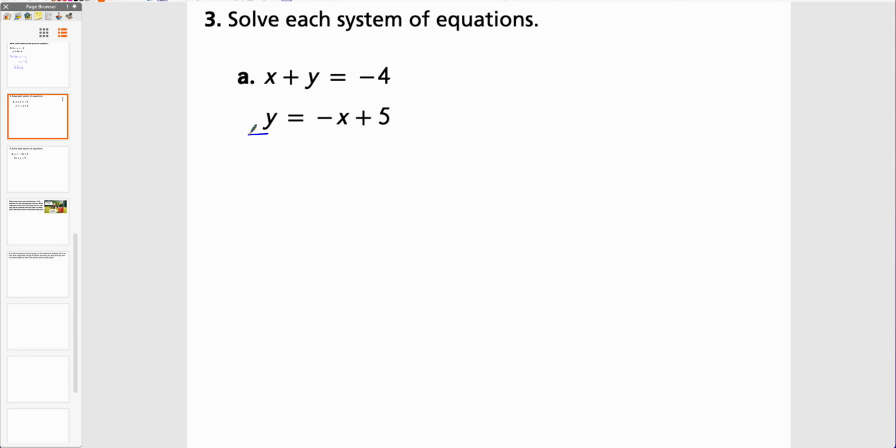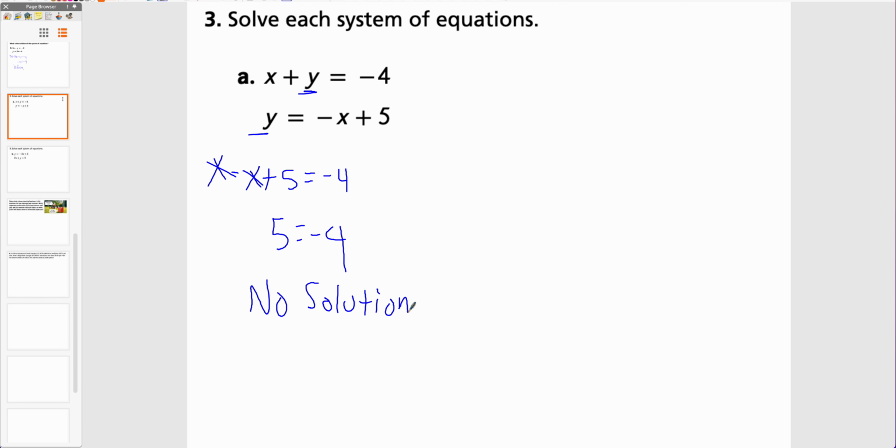All right, let's put y in. I'm willing to bet this one's gonna be no solution. You willing to bet? I'm not taking that bet. So x minus x plus 5 equals negative 4. X's drop out. We have 5 equals negative 4. That's a no-no. So that would be no solutions. That means these lines are parallel.